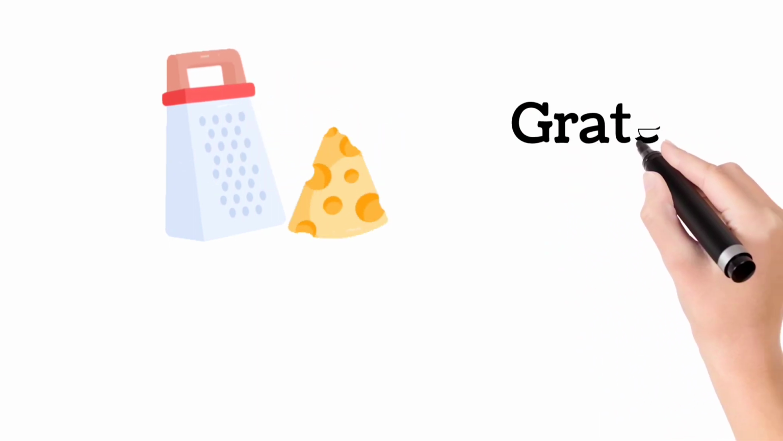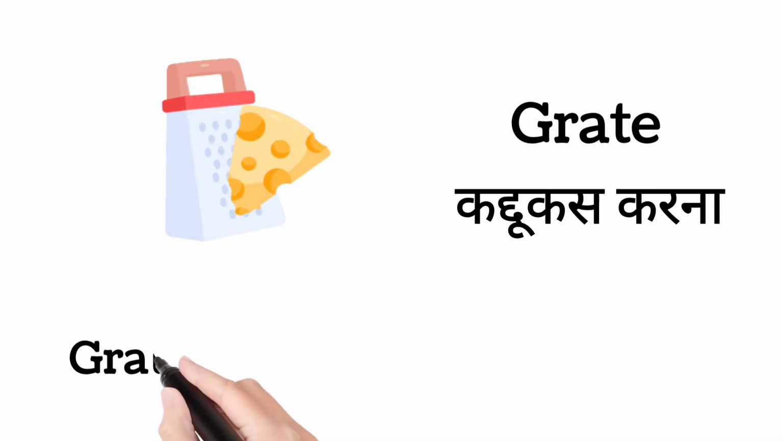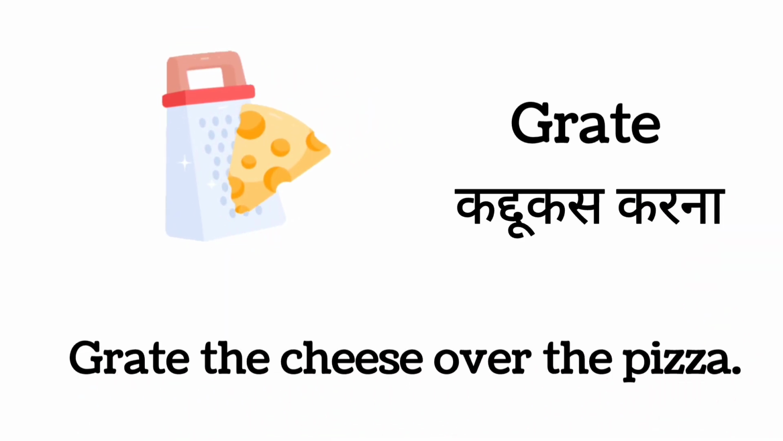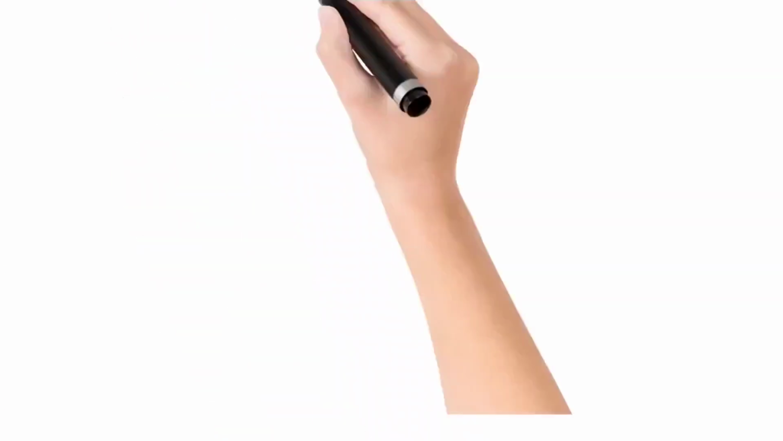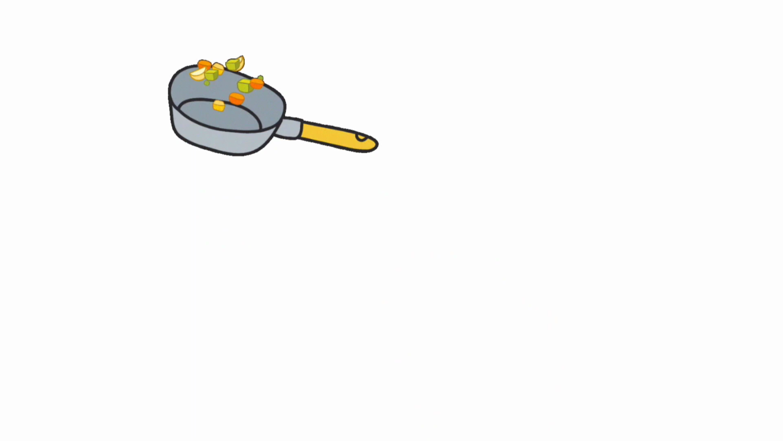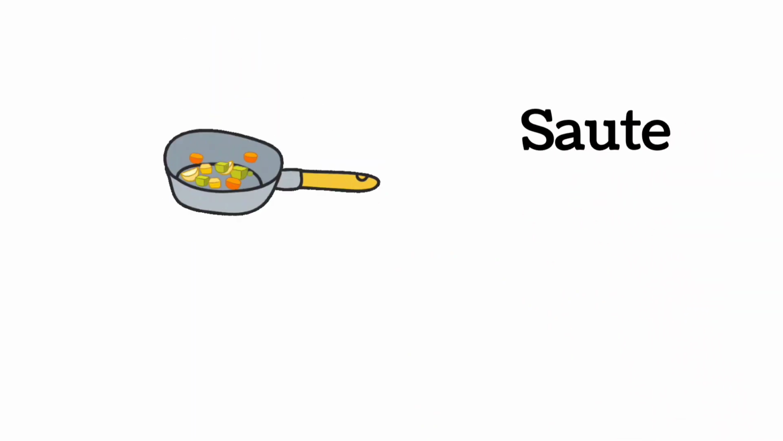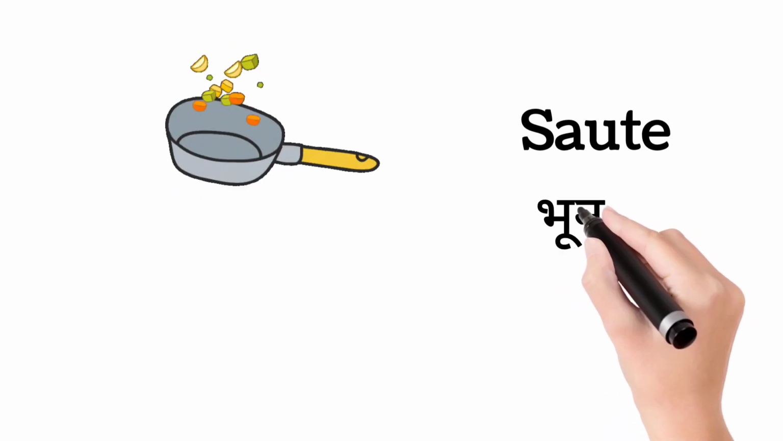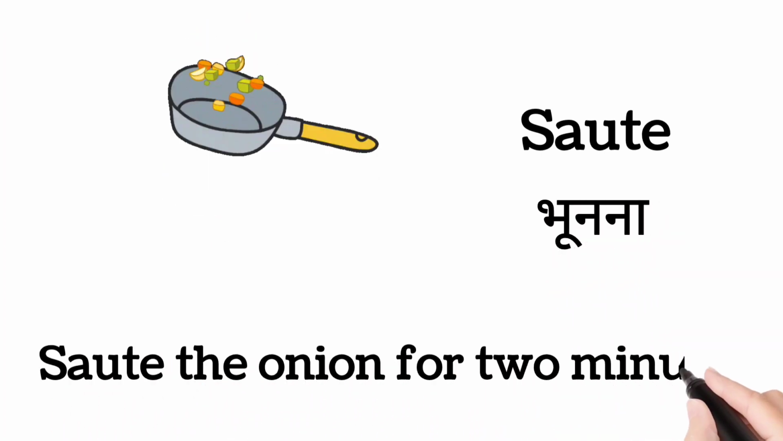Grate. मतलब कद्दूकस करना. Grate the cheese over the pizza. Sauté. मतलब भूनना. Sauté the onion for 2 minutes.